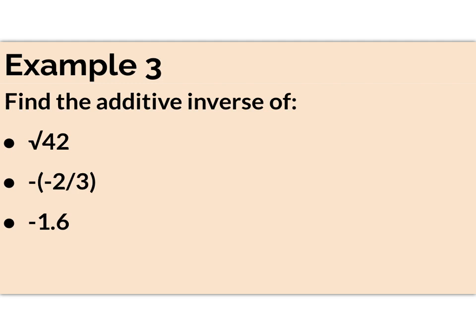Okay, example 3, the additive inverse. The additive inverse means the number on the opposite side of the number line. So the additive inverse of the square root of 42 is the negative of the square root of 42. Two negatives with nothing in between them means that we have positive 2/3, and the opposite of positive 2/3 is negative 2/3. So this is your actual answer. The opposite of -1.6 is just 1.6.